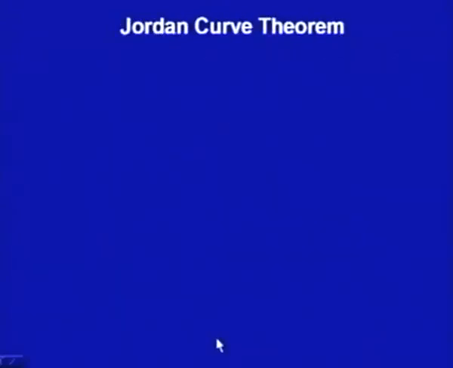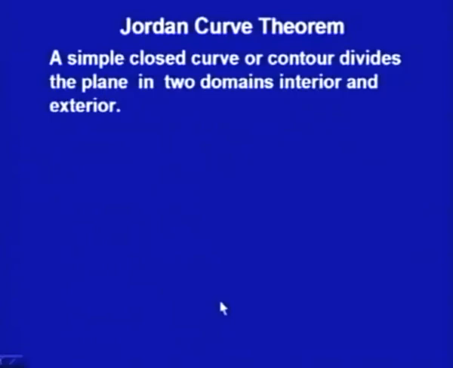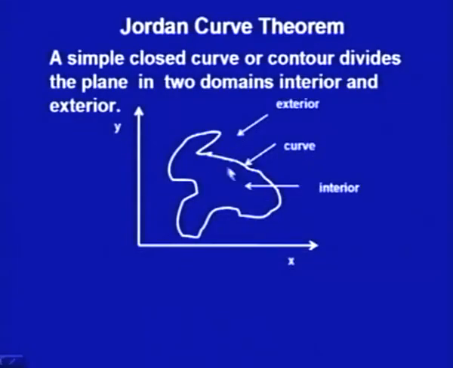Let us come to one basic result, the Jordan curve theorem. A simple closed curve or a contour divides the whole plane into two domains, of which the only common points are the points on the curve C, and those are called the boundary points. Suppose this is a simple Jordan curve. We are not crossing it at any point, the curve is not crossing itself. This is a closed one. So this is a Jordan curve.